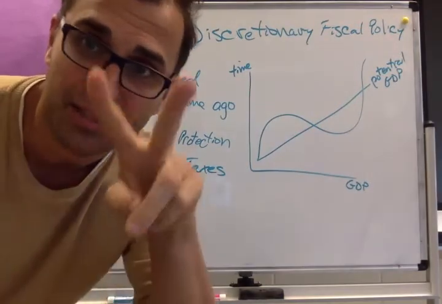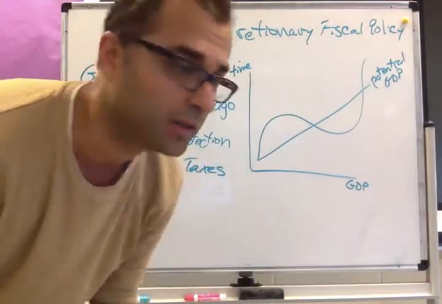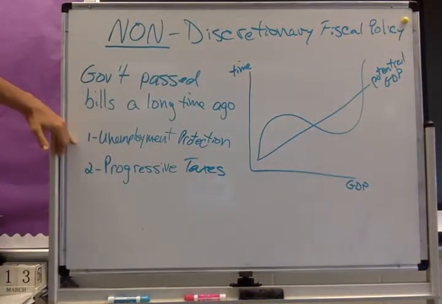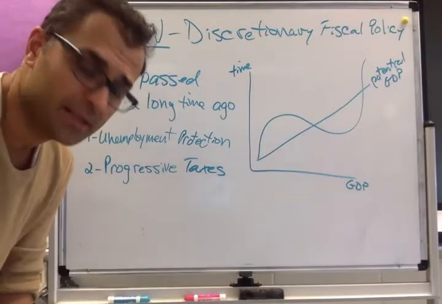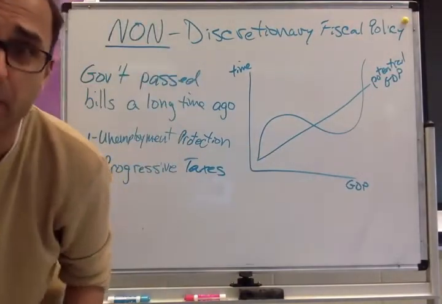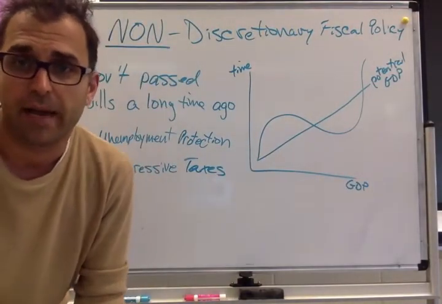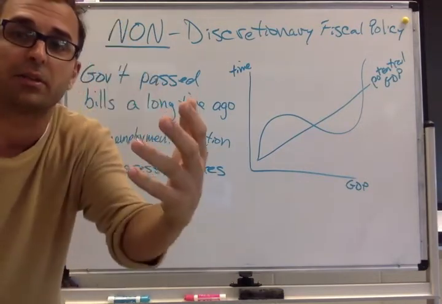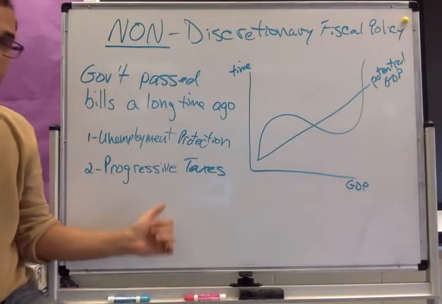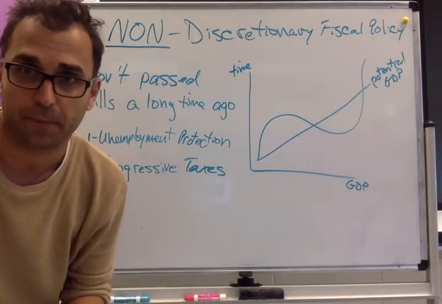The simple answer is it's two things as far as this class is concerned. It's going to be unemployment protection. What does that mean? You lose your job, you go to the unemployment office, and hopefully they pay you so that you can pay your rent and you can pay for your groceries until you get a new job, right? Unemployment protections. Second thing is progressive taxes. We'll get to that in a second, okay?